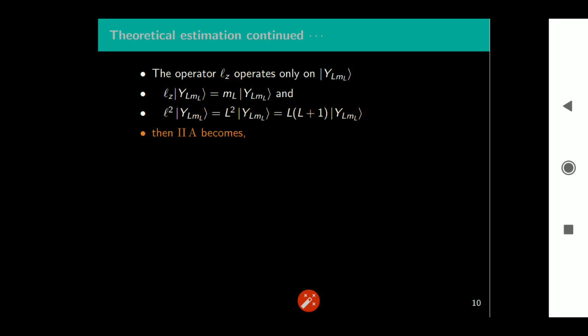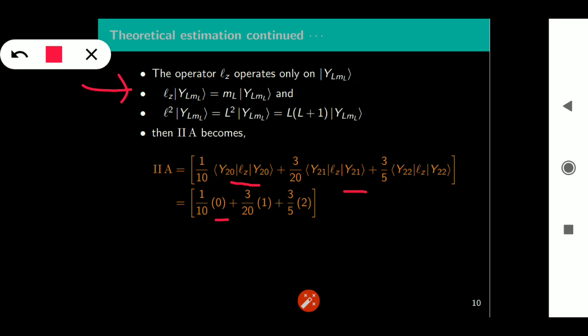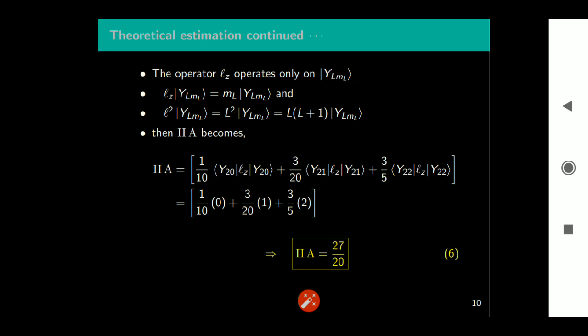So using this knowledge, LZ acting on Y L ML gives ML times Y L ML. So this part has only three parts containing angular wave function. LZ acting on Y20: 0 is the ML value for the first part, therefore LZ acting on Y20 gives you 0 as the eigenvalue. That is given here. Similarly, the eigenvalue for this is 1 and the eigenvalue for this is 2. Those values are substituted here, and after simplification you get 2A to be equal to 27 by 20. This I am calling equation 6.